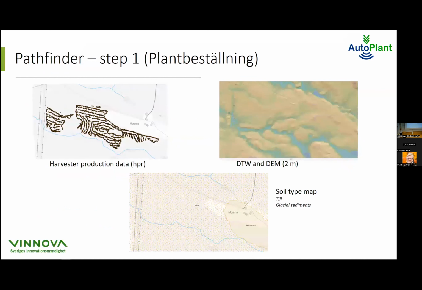So actually the first part of this tool is already an old Skogforsk tool that is called plantbeställning, which is plant or seedling ordering or something like that. And it's based, as I said, on the harvester production data and also the digital elevation model and the depth to water map and soil type. And this example you see is from the site outside Brekke. It's SCA who owns it, where we did our final field test in the AutoPlan project.